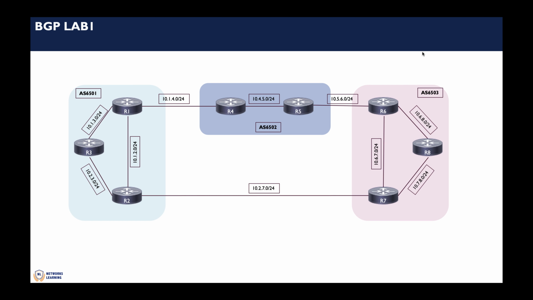So in future videos, what we will do is add sessions between AS6503 and 6501, and then R6, establish sessions between R6 and R5, playing with the way the prefixes are preferred by using the BGP attributes. So we would, for example, choose to go via R7, R2 instead of R6, R5, or the other way around.